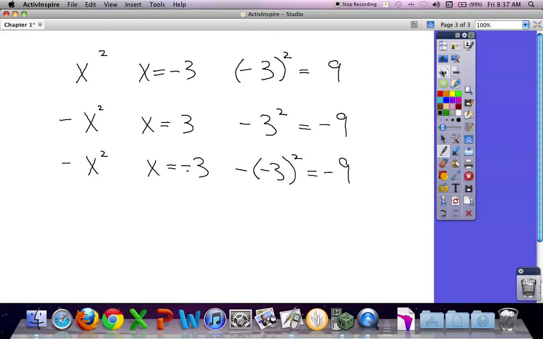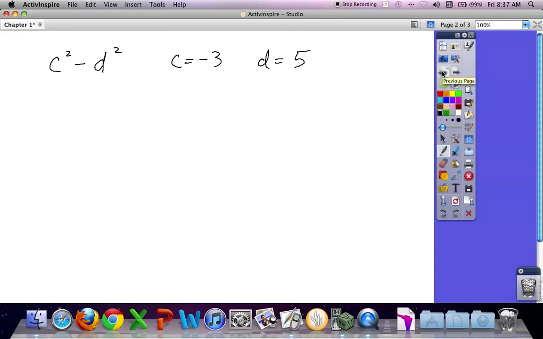Now, if we go back to our example, we're evaluating c squared minus d squared. C equals -3, d equals 5. We should be careful to write this as -3 in parentheses squared minus 5 squared. And the parentheses should ensure that we square the negative and the 3. So -3 squared is 9, minus 5 squared is 25, and the answer is 16.